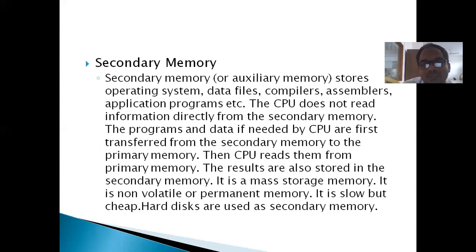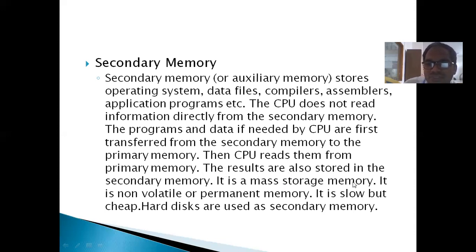And secondary memory, it is also called auxiliary memory. It stores operating system, data files, compilers, assemblers, application programs, etc. And CPU does not read information directly from the secondary memory. How can it be read? The programs and data needed by the CPU are first transferred from the secondary memory to the primary memory or main memory. Then CPU reads them from primary memory. The results are also stored in the secondary memory.